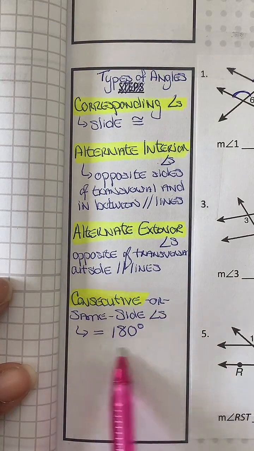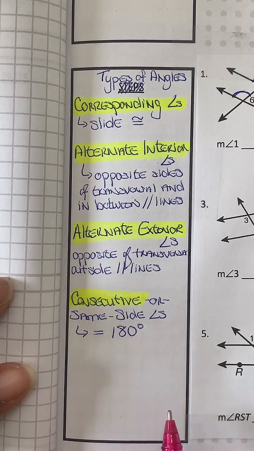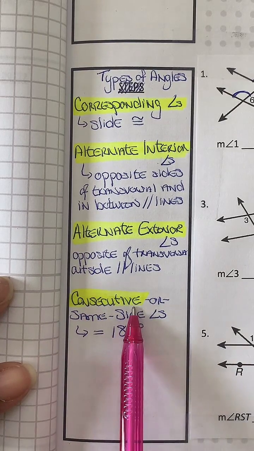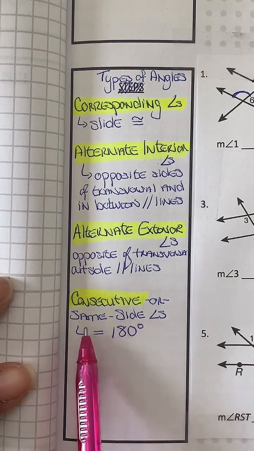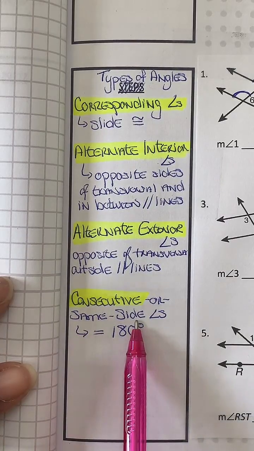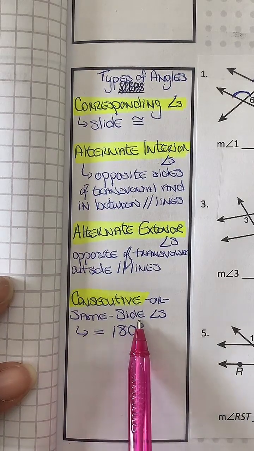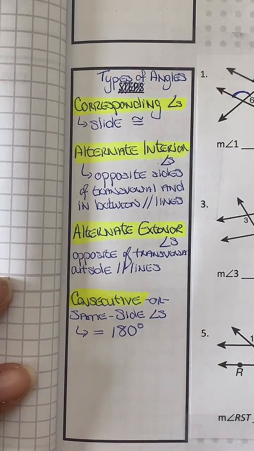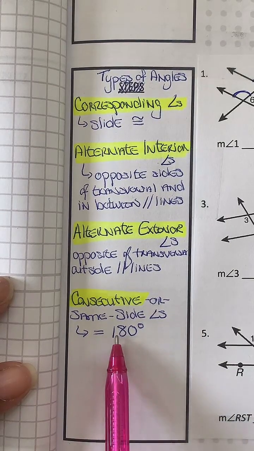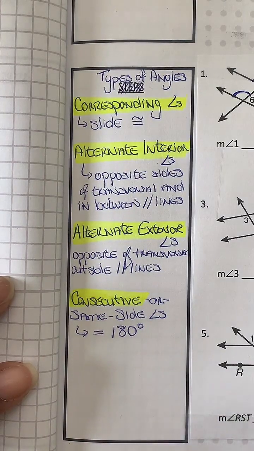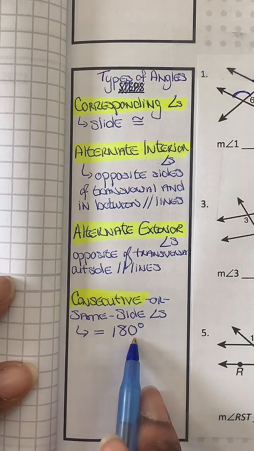Then the last one, I get different verbiage. It's weird because it depends on who I'm tutoring and what state they're in. Some people will call it consecutive, or sometimes they will say same side. So they will say consecutive interior angles, or they would say same side interior angles. No matter what, the consecutive or the same side, they always add up to equal 180 degrees.